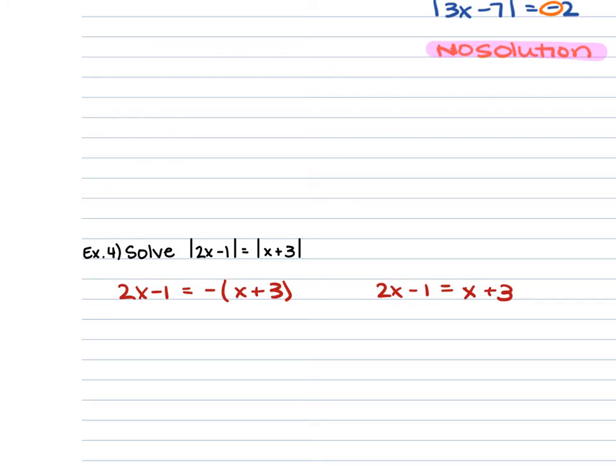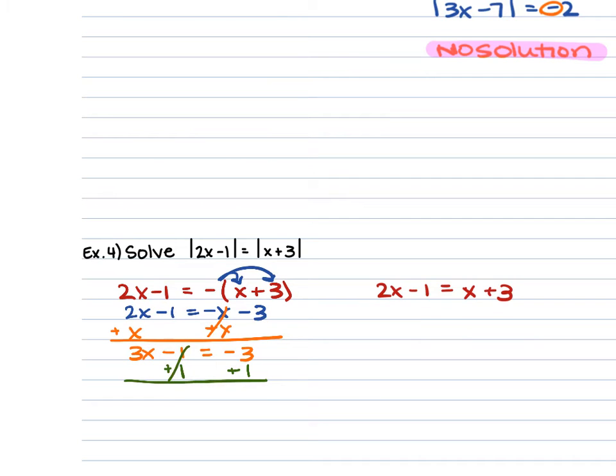We distribute that negative in the first one and get 2x minus 1 is equal to negative x minus 3. We add the x to both sides and get 3x minus 1 is equal to negative 3. We add the 1 to both sides. We get negative 2 is equal to 3x. Then we just divide each side by the 3 to get that x is equal to negative 2/3.